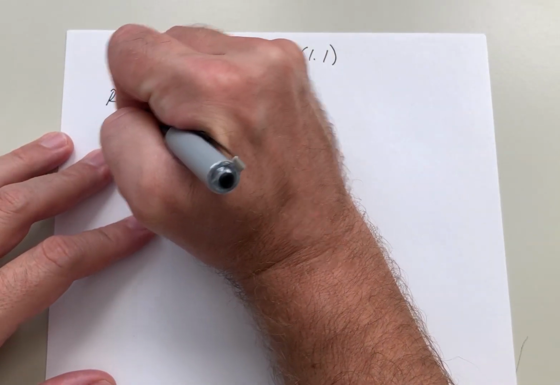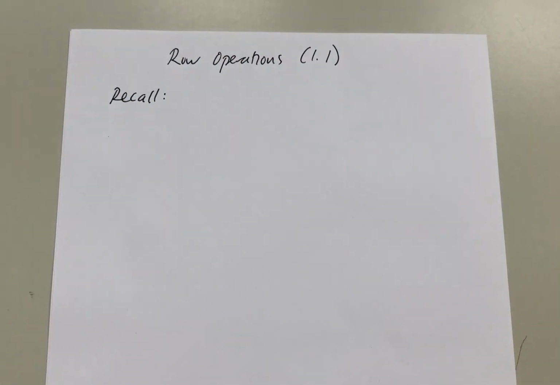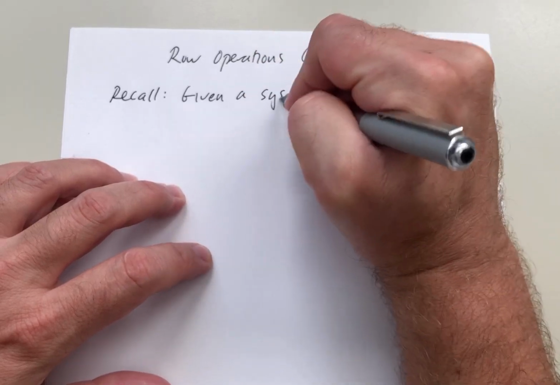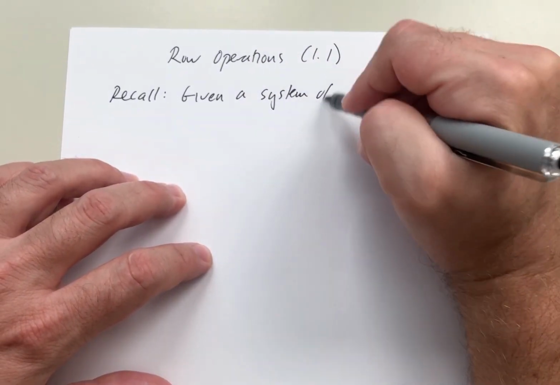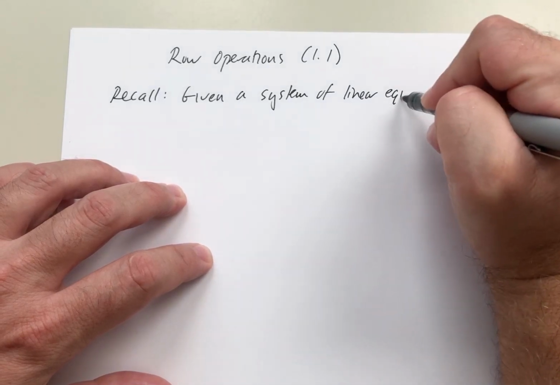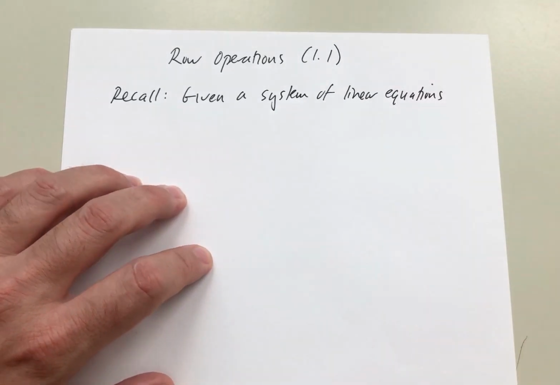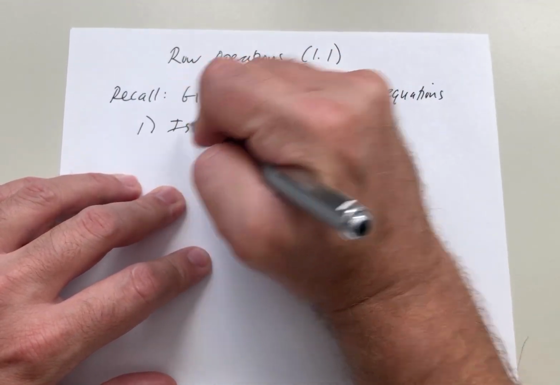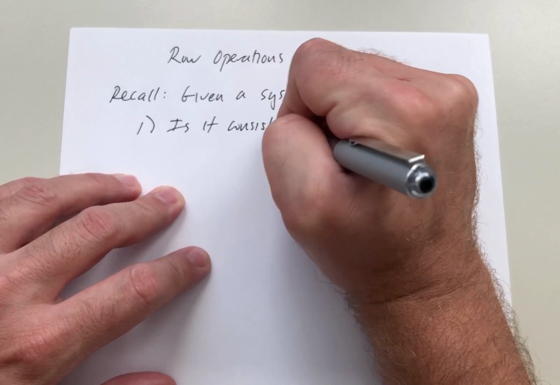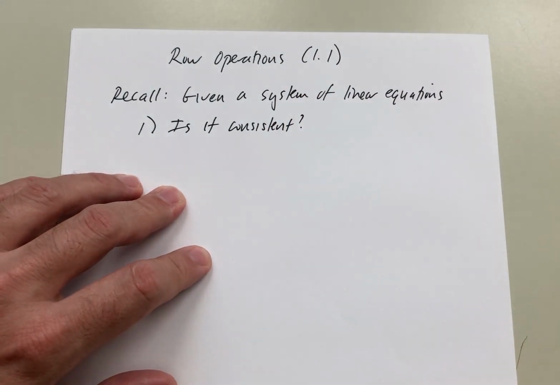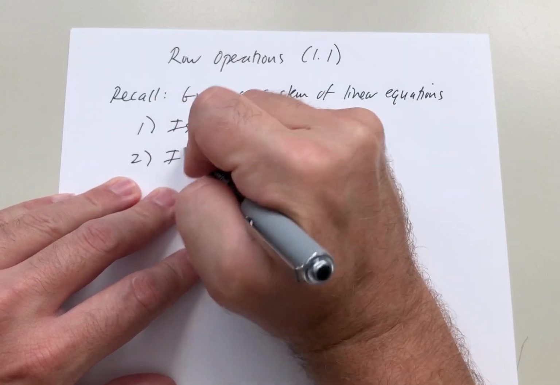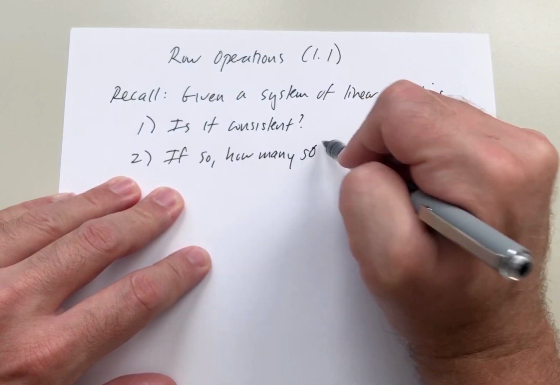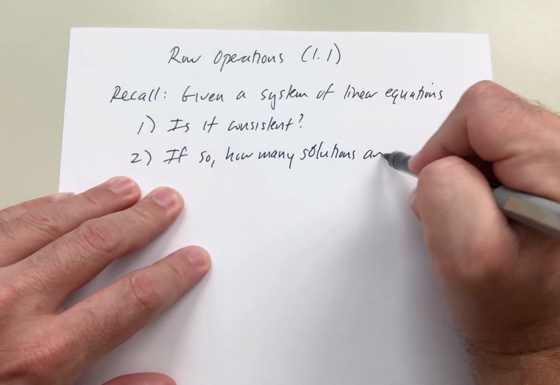Let me start out by recalling our basic question for much of the semester. Given a system of linear equations, so you could have 5 equations and 3 unknowns or whatever it is, you always want to ask the same two things. Is the system consistent? Does there exist any solution? And if so, how many solutions are there?